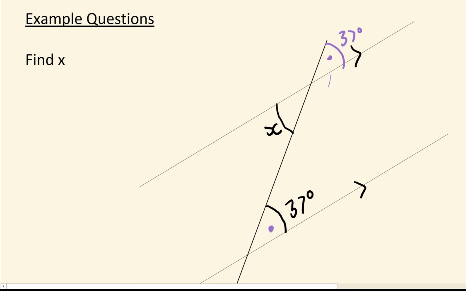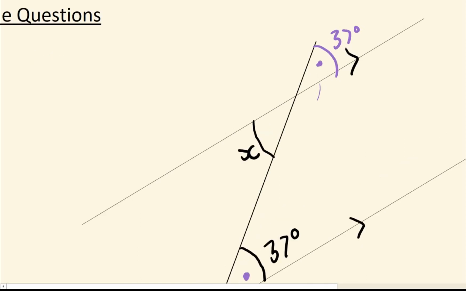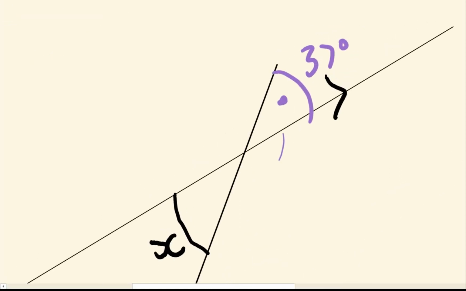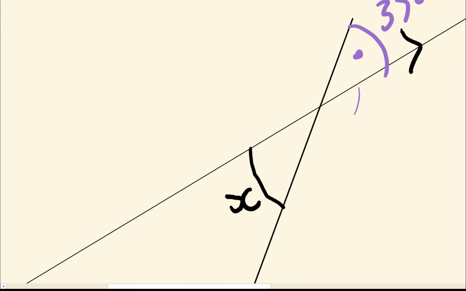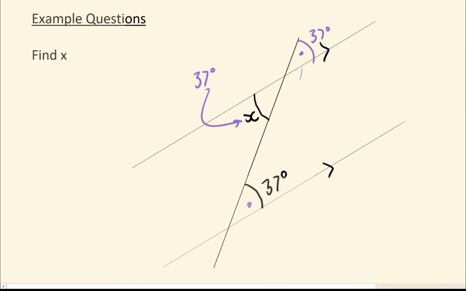Again, like you saw in the animation, you can imagine this line moving up and sitting perfectly on top of this line, which means this 37 will then go to this space here. Okay, now we know this is 37, we can work out x really easily. In this case, you have opposite angles. So because these two are opposite one another, the angles must be the same, so x will also be 37 degrees.